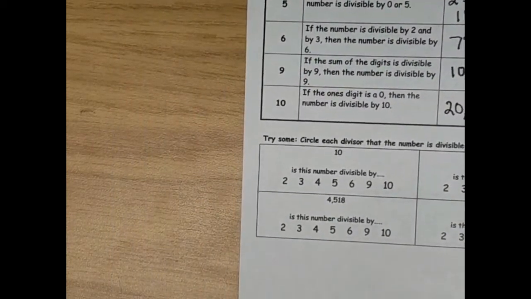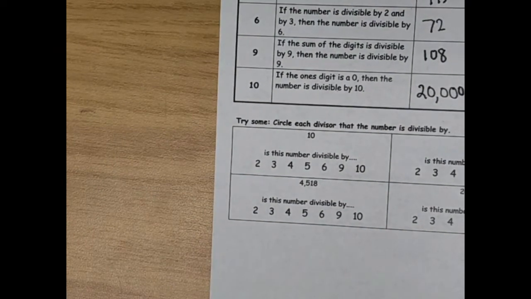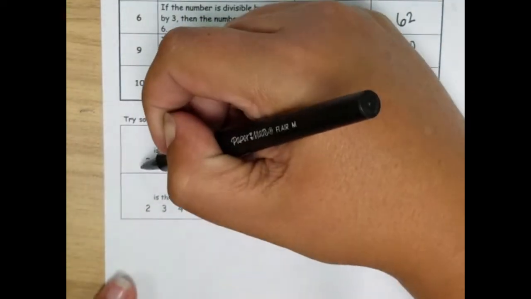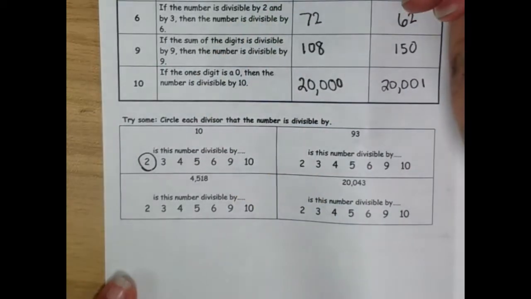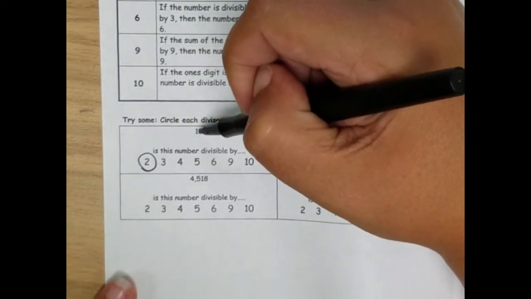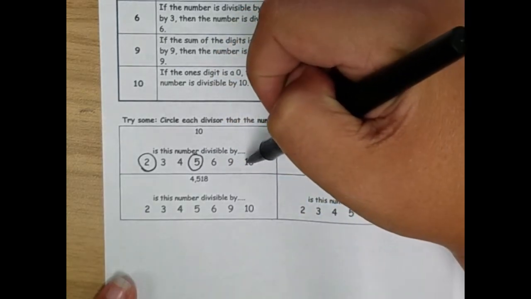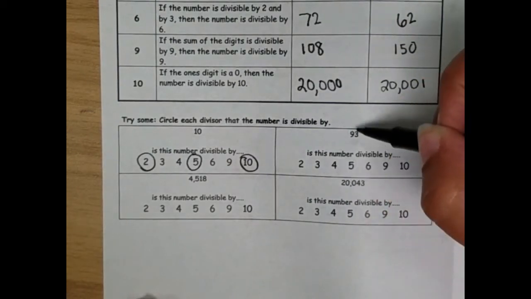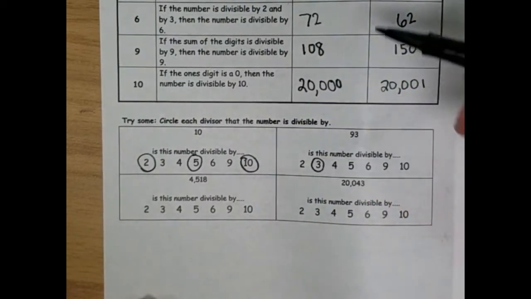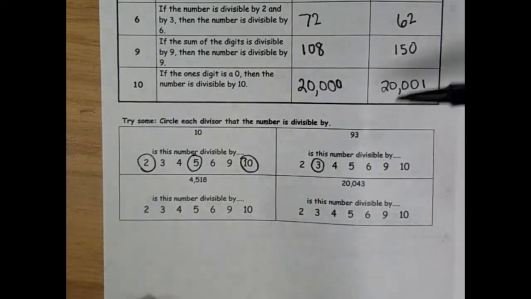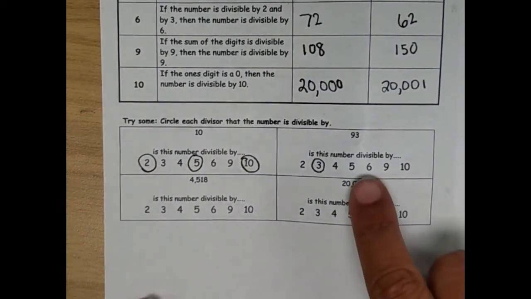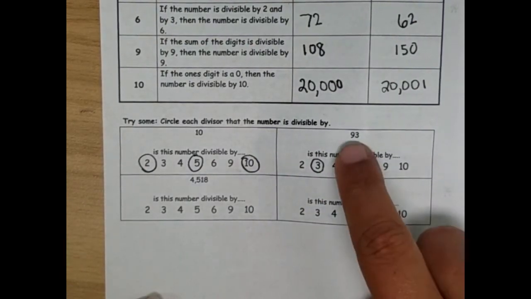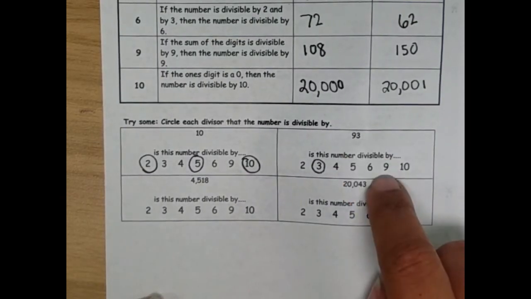All right, moving down here. Try some. So circle each divisor that the number is divisible by. So 10, it can be, well, it's even, so 2. 1 and 0 can't be divided by 3. 4, nope. 5, yes. 10, yes. 93, it's not even, but if I add them together, it gives me 12, so that's divided by 3. 4, 93 can't be divided by 4. 5, no. 6, only if it's divisible by 2 and 3, so it can't be 6. 9, only if these two numbers add to be something divisible by 9, that gives me 12, so no, and then not 10.